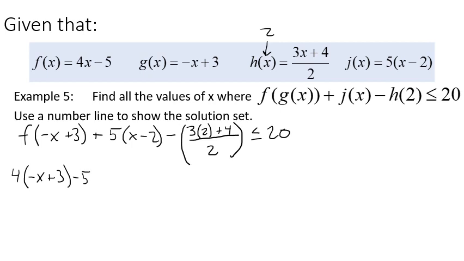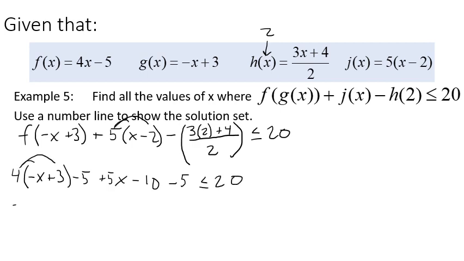I can take some more simplifying steps for j. So I'm going to distribute next. So plus 5x minus 10. And now I'm going to simplify h of 2. Well, 3 times 2 is 6, plus 4. So the numerator of this fraction is going to be 10 over 2 gives me 5. And that's all less than or equal to 20.